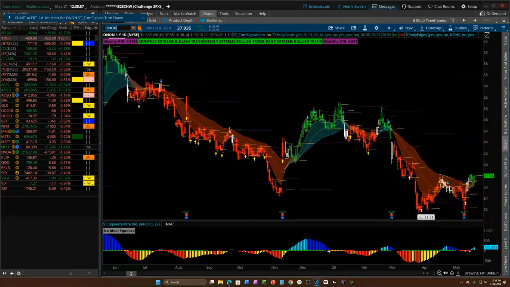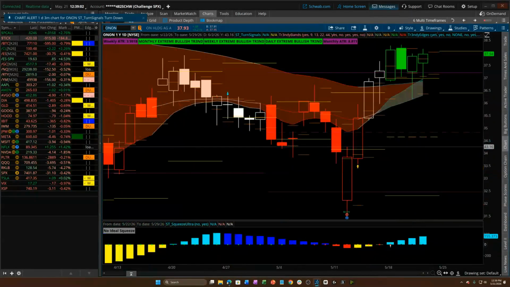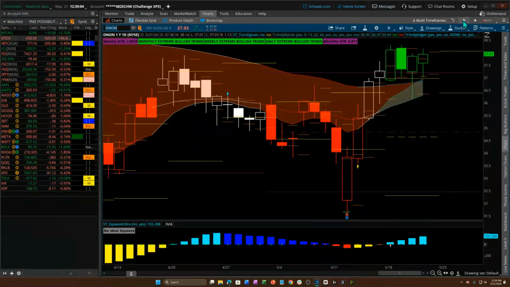NASDAQ's coming down to its PMZ, ES, SPX testing the bottom of their PMZ, FYI.